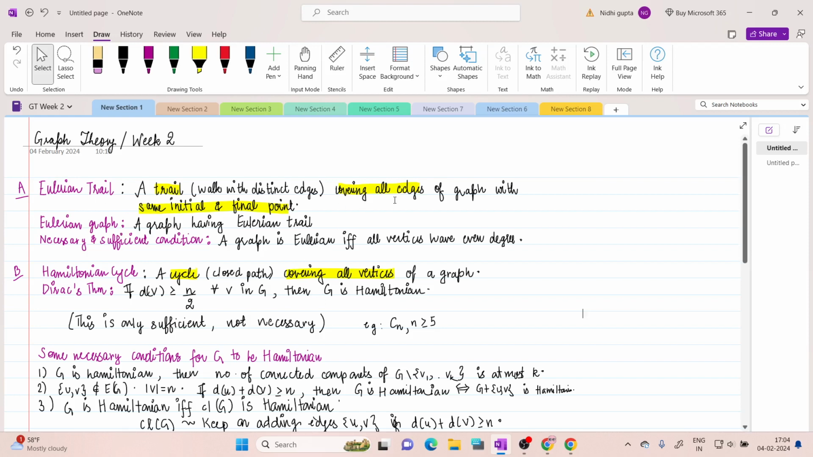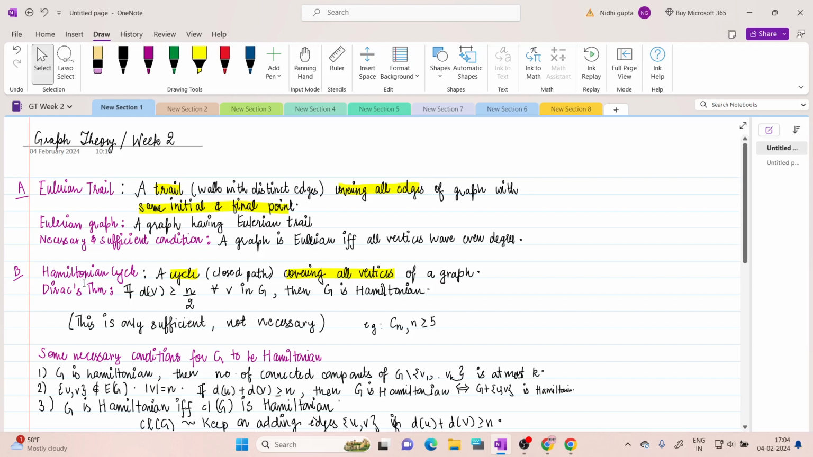Just to quickly recall the definition, an Eulerian trail is a trail which covers all edges of the graph, and it should have the same initial and final point. An Eulerian graph is a graph having an Eulerian trail, and for Eulerian graphs we have a nice necessary and sufficient condition, that is, a good criterion to check whether a given graph is Eulerian or not. A graph is Eulerian if and only if all vertices have even degree. This is the condition for a graph to be Eulerian.